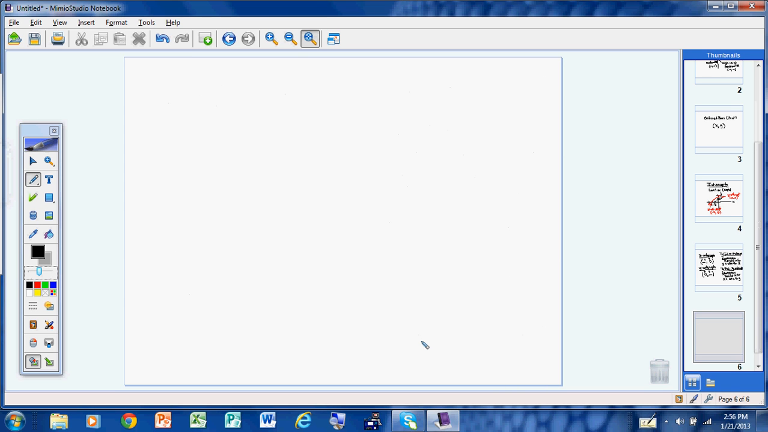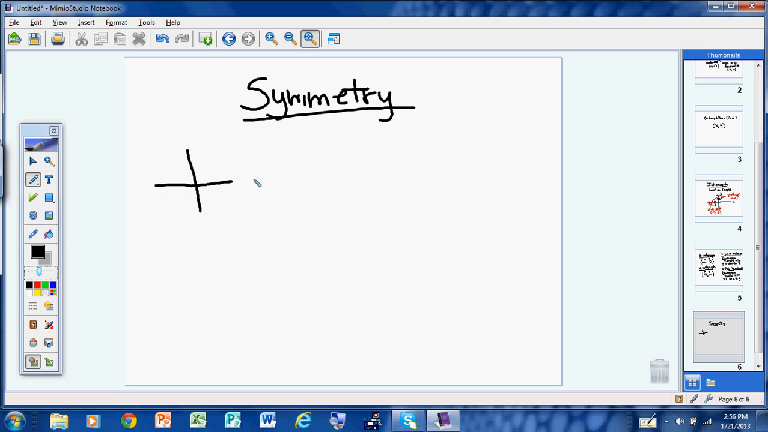The third thing we want to talk about is symmetry. And with symmetry, there are three things we would want to look at. Let's look at the first.